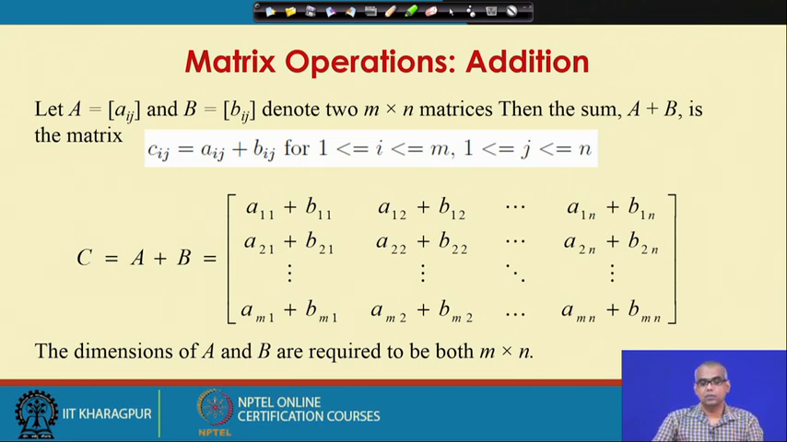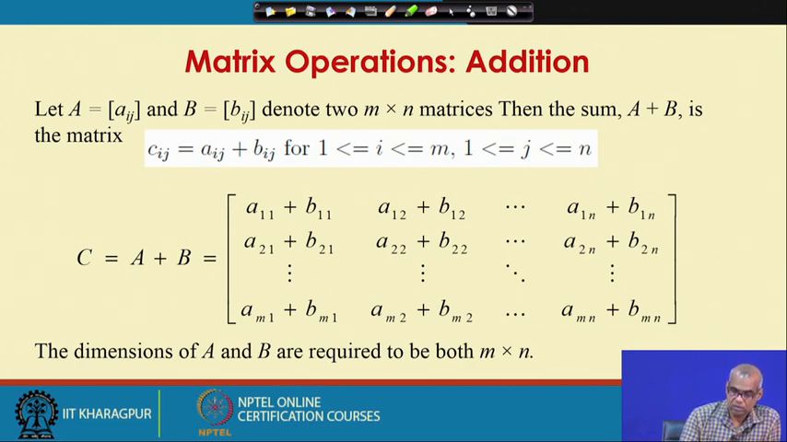Now, we will talk about matrix operations. First, let us talk about matrix addition. Matrix addition is defined between two matrices when the dimensions of both are the same. So, let us consider A, a matrix of dimension m by n. Let us consider another matrix B with the same dimension m by n. Then the sum A plus B will be the sum of the corresponding elements.